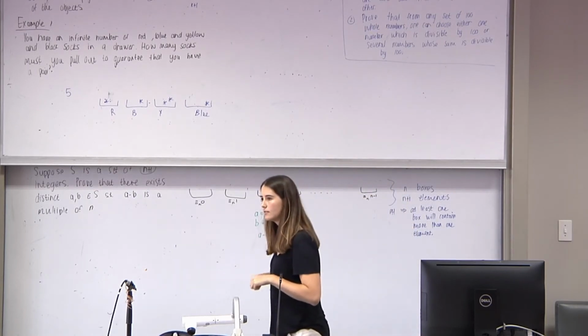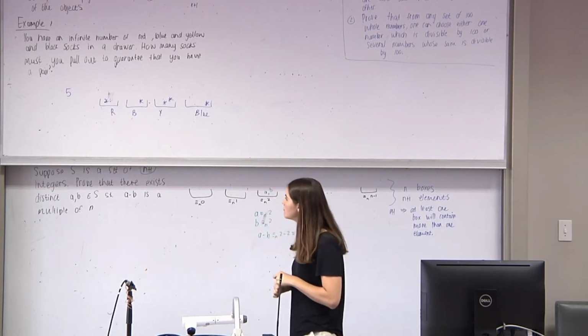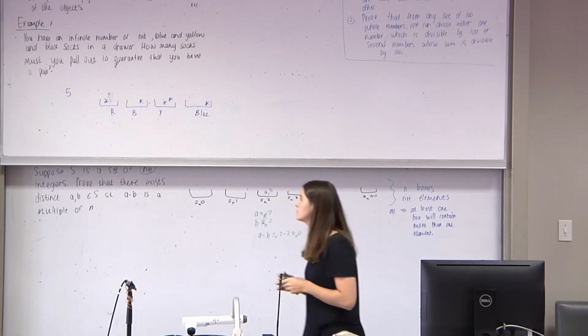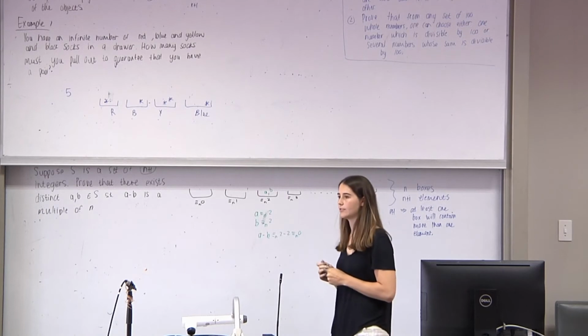Are the numbers in the set like natural numbers, or are they in order, or are they just random numbers? They're just random numbers. So it's just a set of any integers.